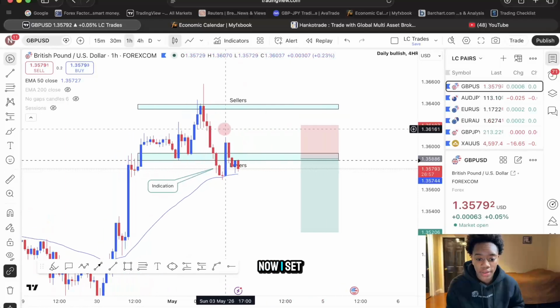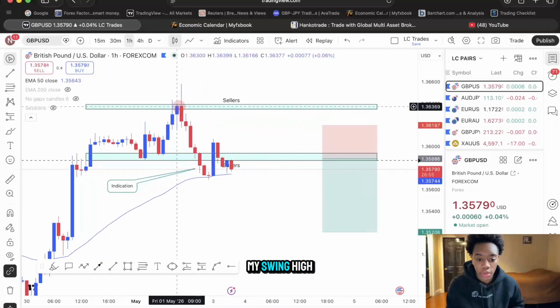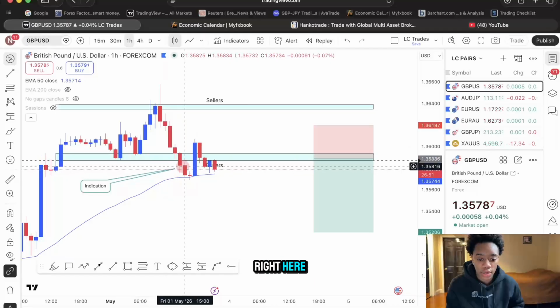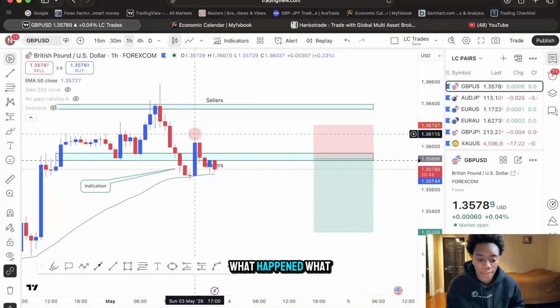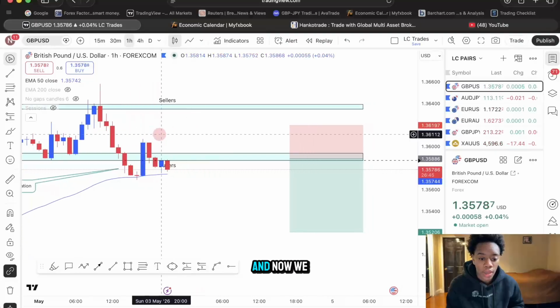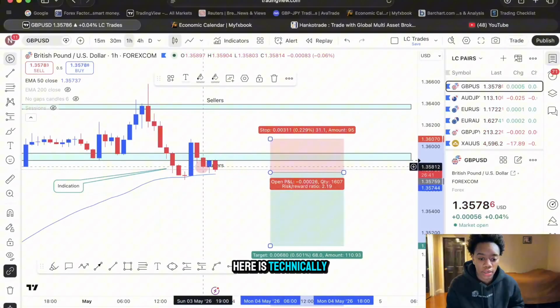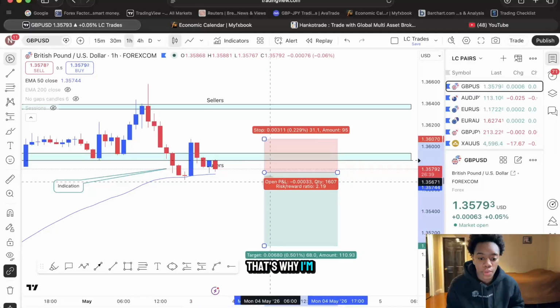Now, I set my swing high and swing low right here. We have our indication as I marked right here. We have our huge correction, which literally happened at 5 p.m. as soon as the market opened. And now this candle right here is technically our correction. That's why I'm interested in the trade.